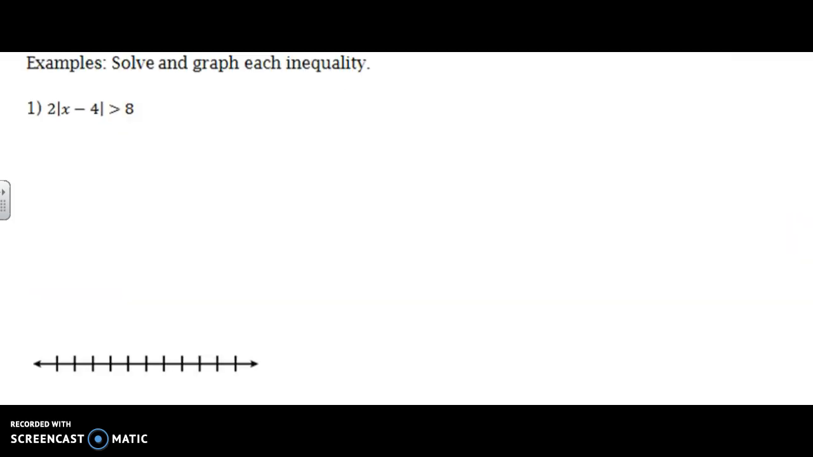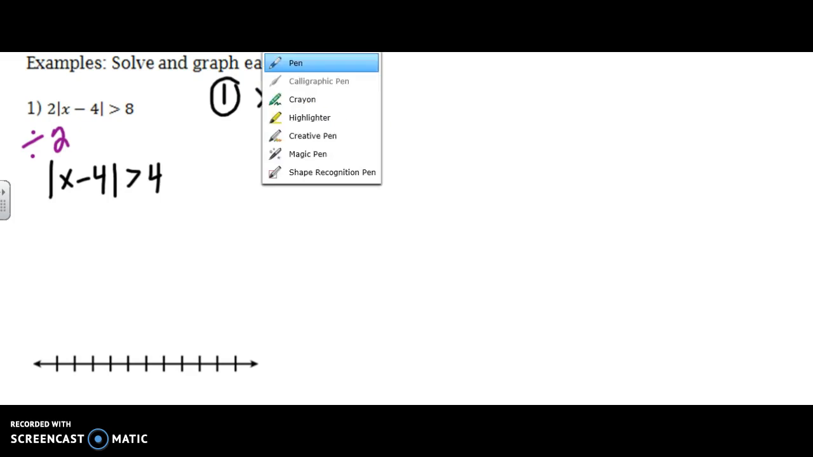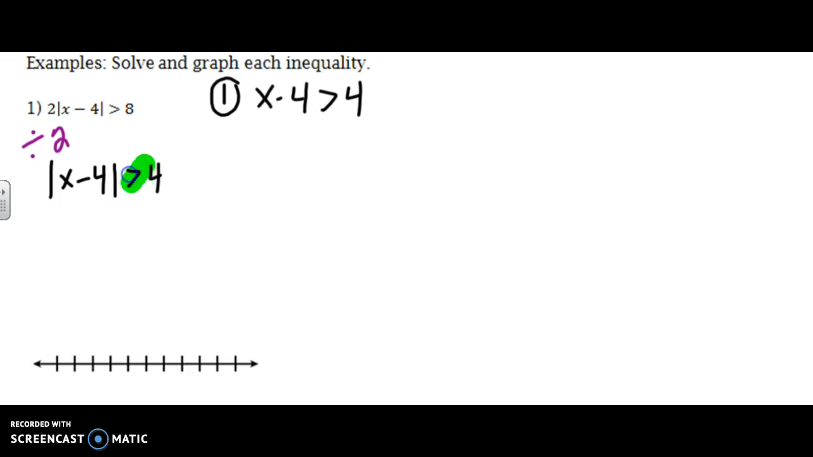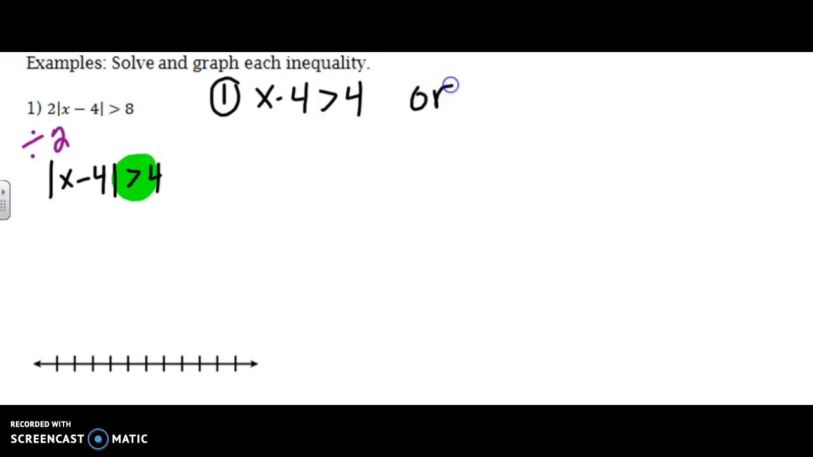Like we were doing when we were solving equations, the first thing that you have to do is divide by this 2, because you have to get it down to just the absolute value problem. So this truly is a problem, absolute value of x minus 4 greater than 4. And that's what we're going to split up into our two problems. So my first problem is going to be x minus 4 greater than 4. And again, because the original problem is a greater than, you're going to use an or when you set up your two problems. So now you have x minus 4 less than negative 4.